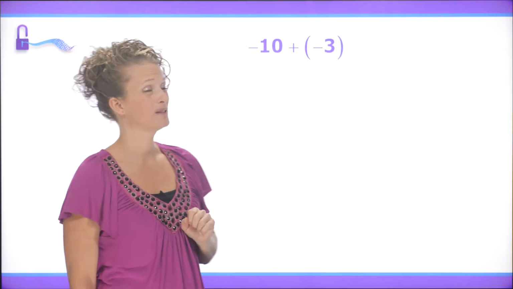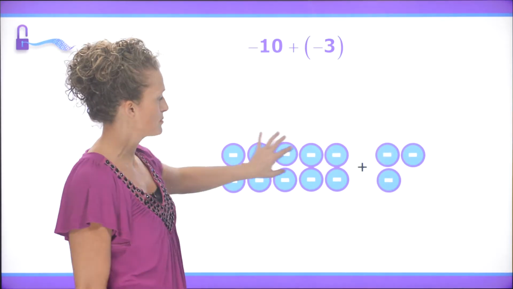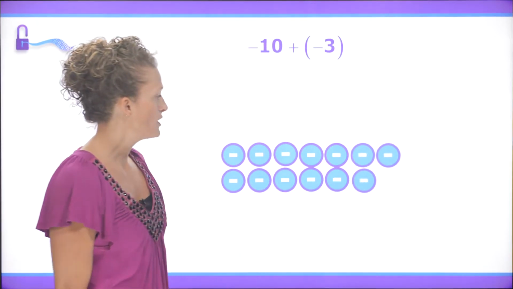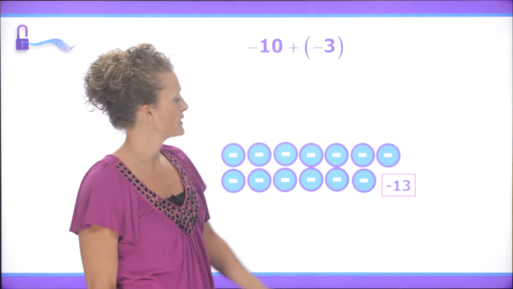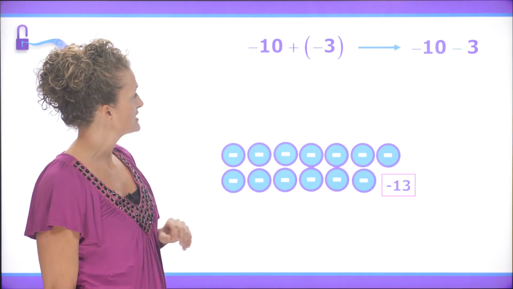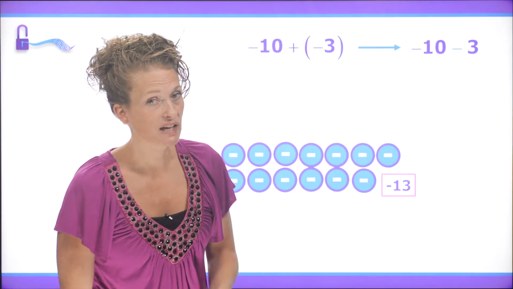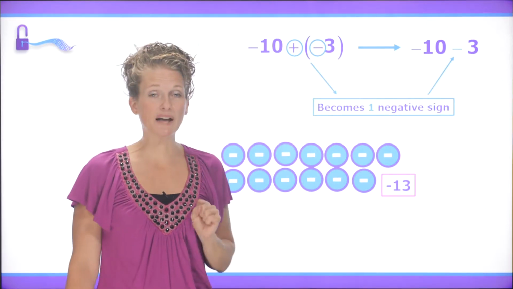All right, so negative 10 plus negative 3. We've got this negative 10 represented here, and we want to add negative 3. Well, they're all the same, so we simply need to know how many negative 1s do we have, and in this case, we have negative 13. And so we can say that negative 10 plus negative 3 is the same thing as saying negative 10 minus 3. So these two signs become one negative sign.